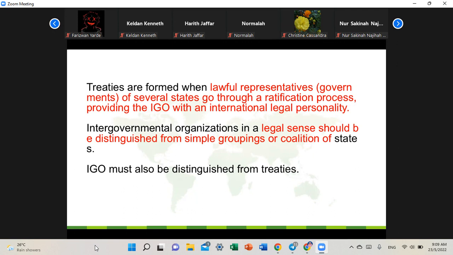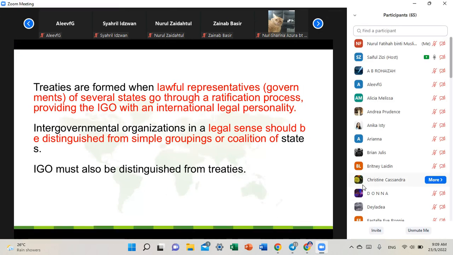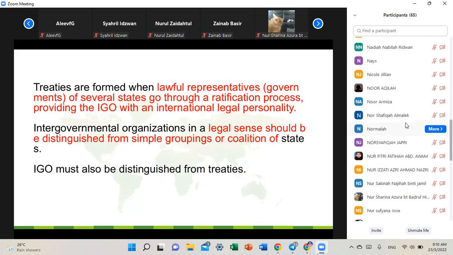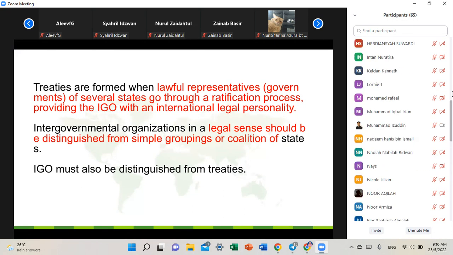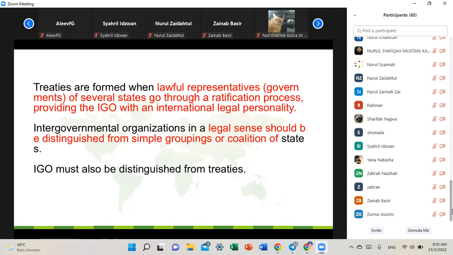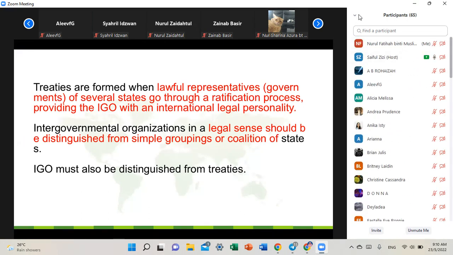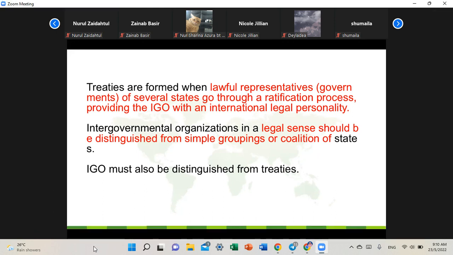Okay. And then IGOs must also be distinguished from treaties. Okay, treaties also sometimes, usually treaties are initiated in conventions, international conventions. Okay, usually the output from an international convention is the joint communique, ataupun in other words, joint statement. Sometimes it can result in the ratifying of treaties, okay, antara kenyataan bersama ataupun ratify treaties daripada international convention. International convention ni selalunya dibuat oleh IGO, tapi that's two totally different things lah.